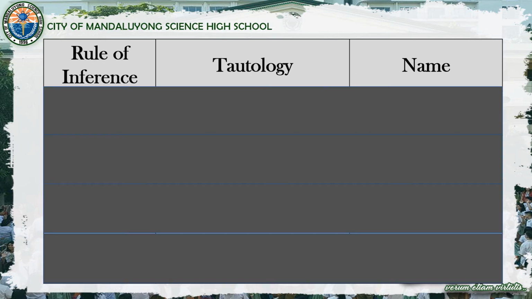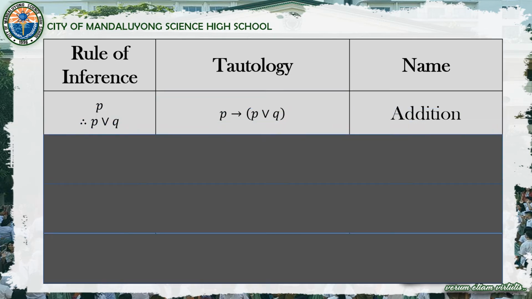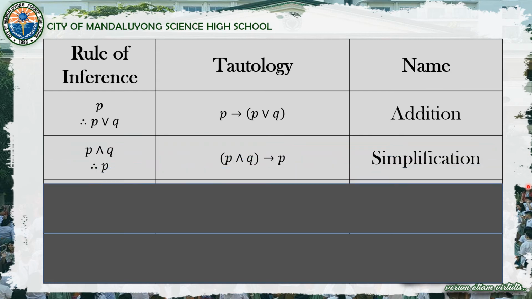Now, we still have 4 more rules of inference. For this one, this is addition, wherein P, therefore P or Q. Ibig sabihin, you'll have there the disjunct of Q for the conclusion. Okay? And then we have here the simplification, P and Q, therefore P.